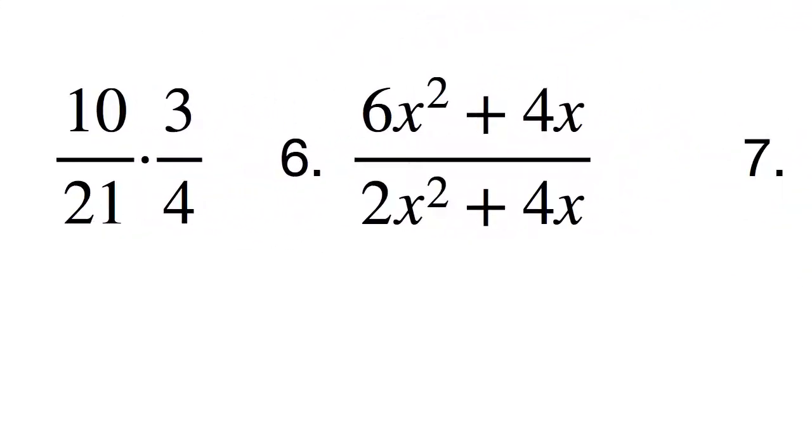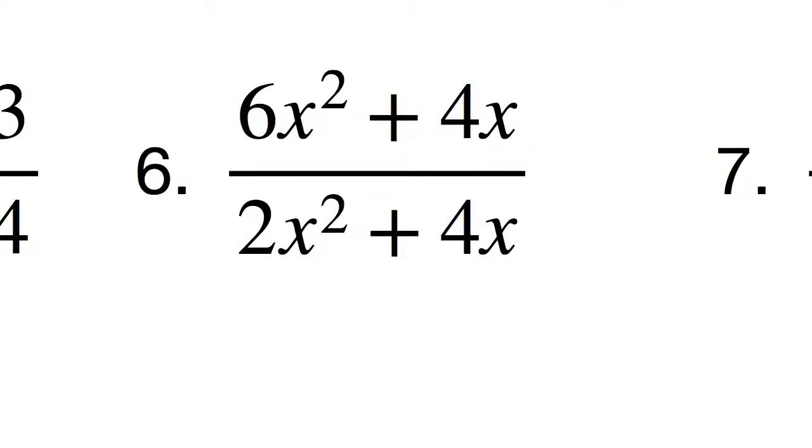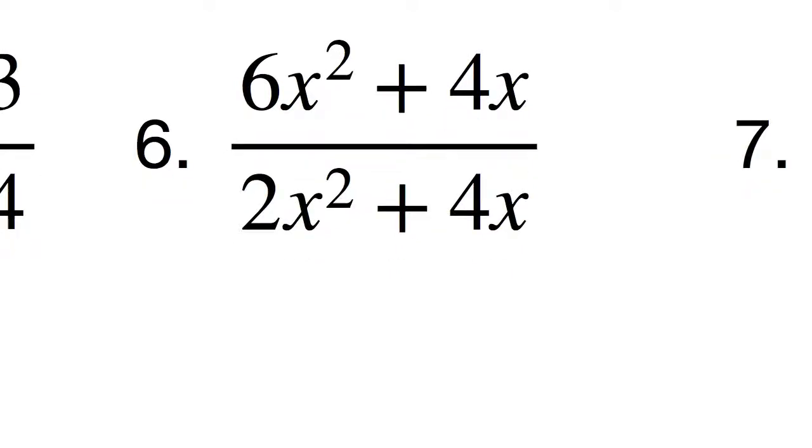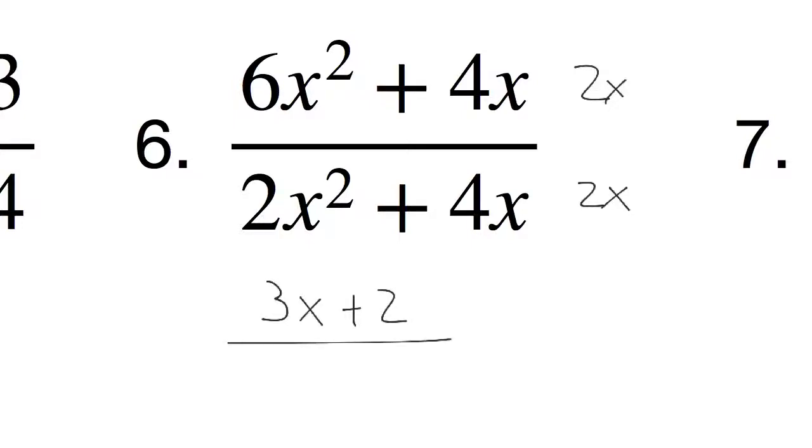Here, we're going to keep on going. What is the greatest common factor in the numerator? That's got to be 2x. And then in the denominator, it's also 2x. So we get 3x plus 2 over x plus 2.